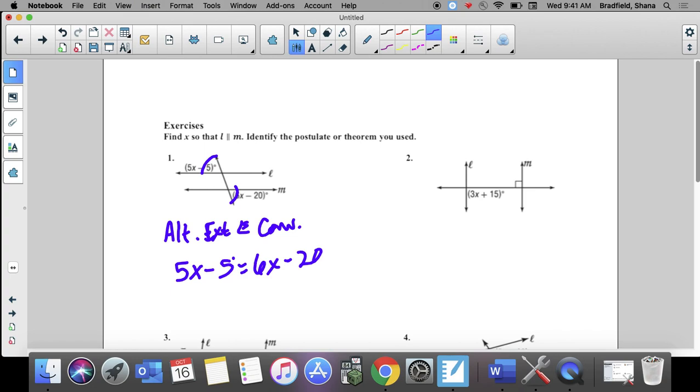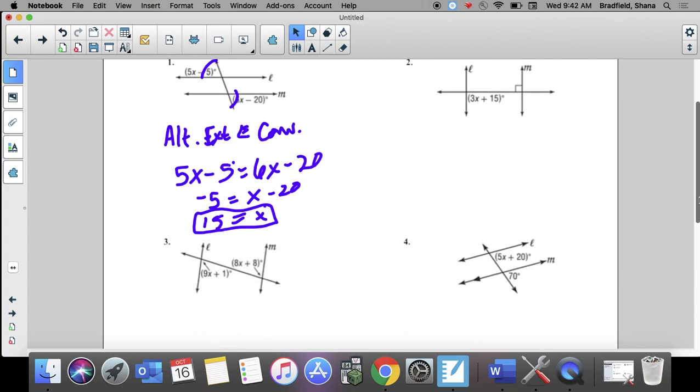So if I subtract 5x from both sides, I'm going to have negative 5 equals x minus 20, and then I'm going to add 20, so x equals 15. And that's using alternate exterior converse.